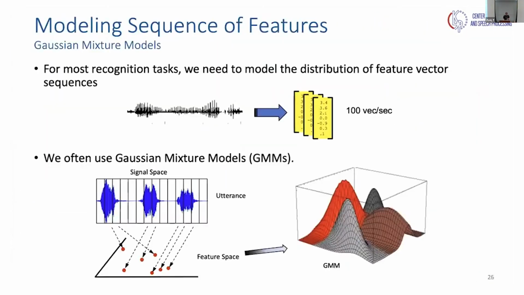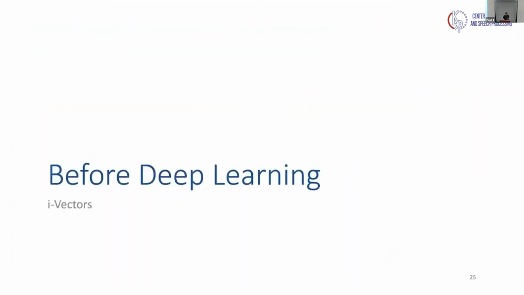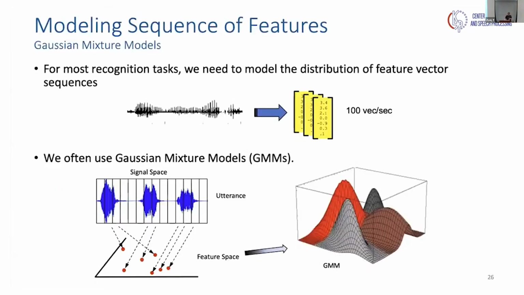Okay, so before deep learning, the first method that was used to extract embeddings from audio were I-vectors. So we can see very briefly how I-vectors work. When we have I-vectors, we still have the audio, and from the audio we have some sequence of spectral features. And then what we do is we model these spectral features using a mixture of Gaussians.